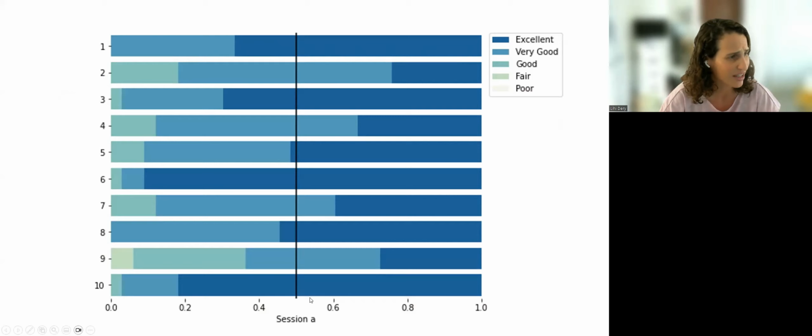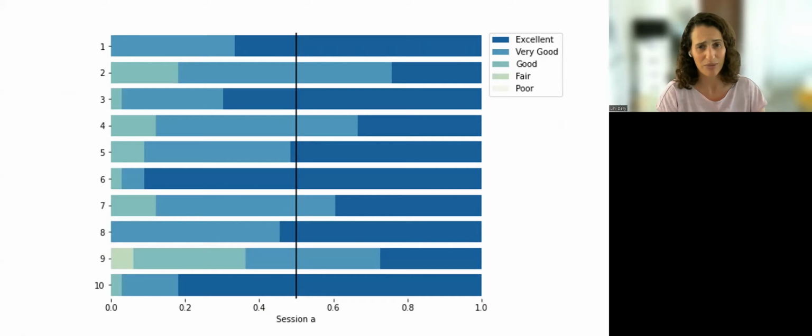And you can see that out of 10 projects, I have a median score of excellent for 6 projects and very good for 4 projects. So this is problematic because it doesn't give me a lot of information.